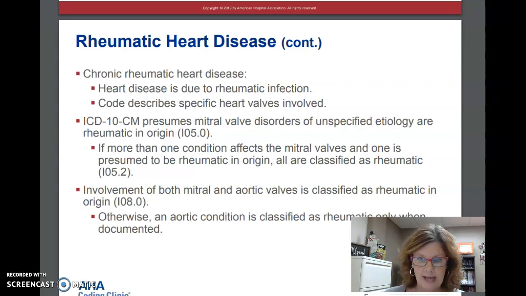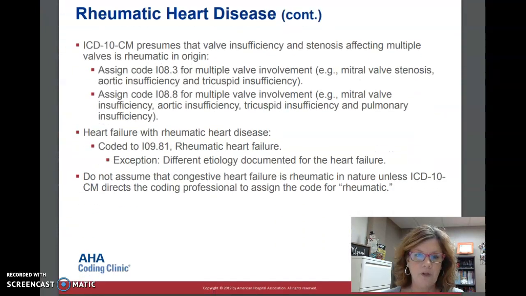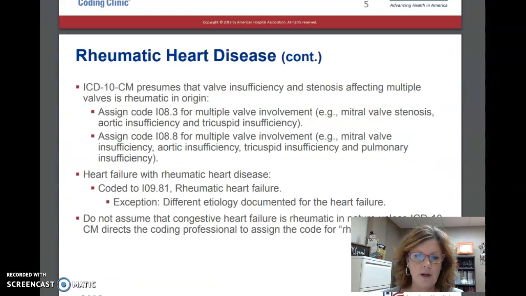Whenever you combine the mitral valve with the aortic valve, you assume that it is rheumatic. So if I have mitral valve stenosis and insufficiency with the aortic valve, again, when I'm doing two valves, I assume that it is rheumatic. Okay, so a couple of different things here. You will have rheumatic heart failure. We have to remember that it's I09.81.